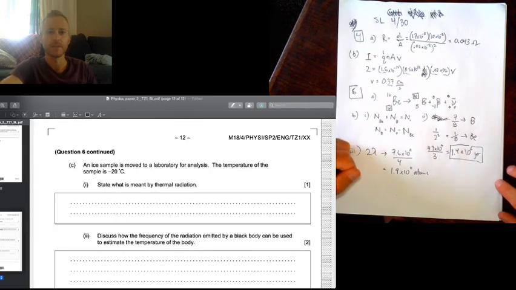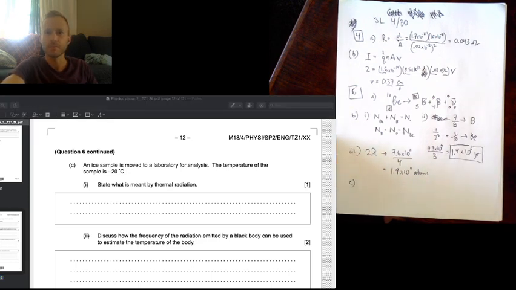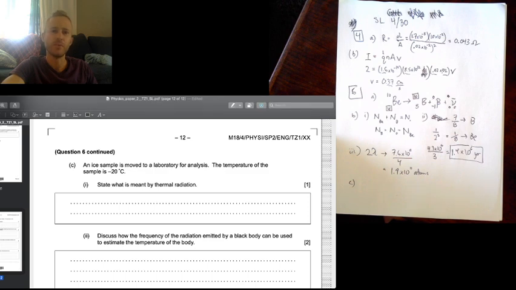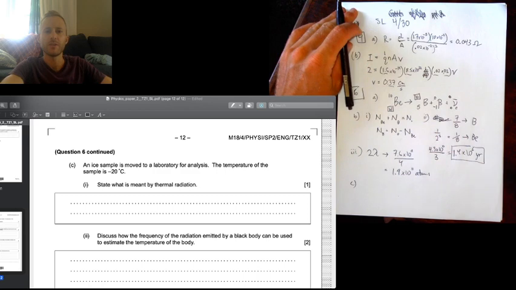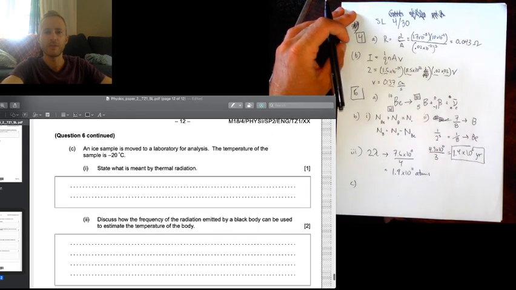Part C. An ice sample is moved to a laboratory for analysis. The temperature of the ice sample is minus 20 degrees Celsius. State what is meant by thermal radiation.